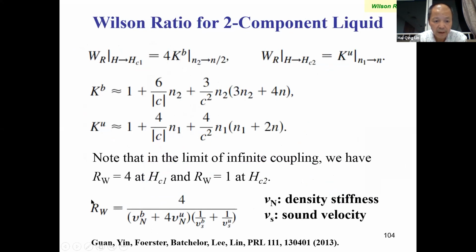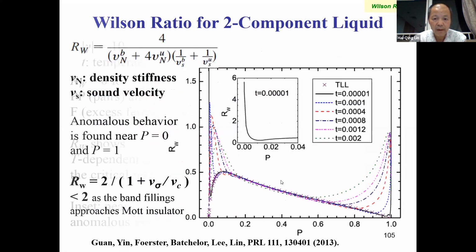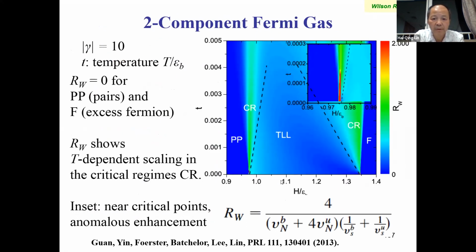Okay, so finally, the Wilson ratio is defined by this formula. Here it depends on the spin density stiffness as well as sound velocity. All right, now this is the result I'm going to show you. If I use the Wilson ratio as defined by Wilson, which is the magnetic susceptibility divided by the heat capacity.